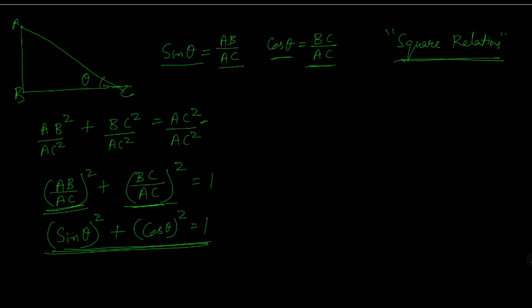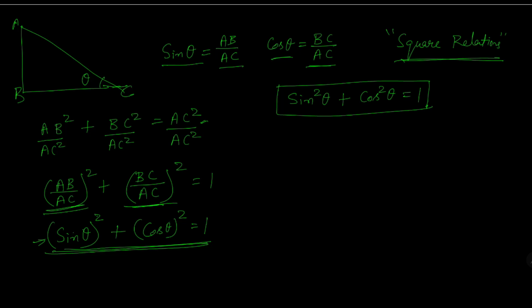Just to explain it clearly, if I have cos theta to the power 5, it can be written as cos to the power 5 theta. If I have cos theta to the power 2, it can be written as cos square theta, like this, and so on. So this expression can be written as sine square theta plus cos square theta, that is equal to 1. This is the first and the most important square relation.